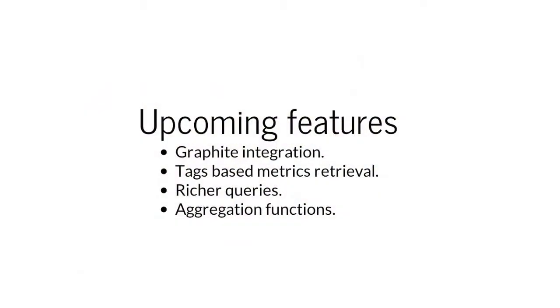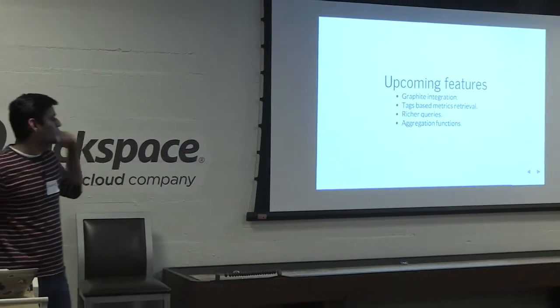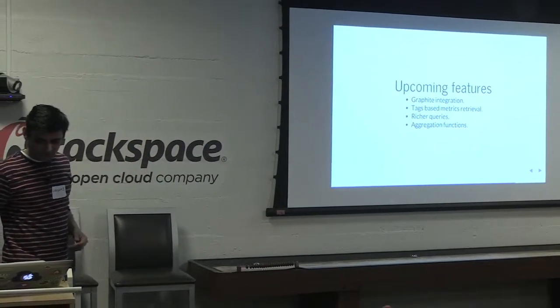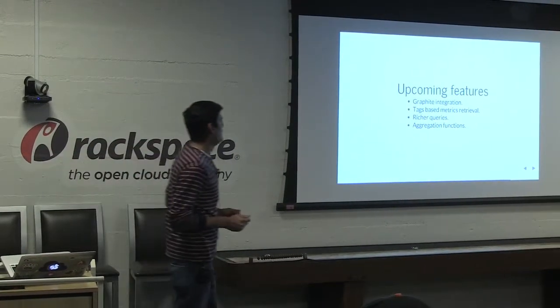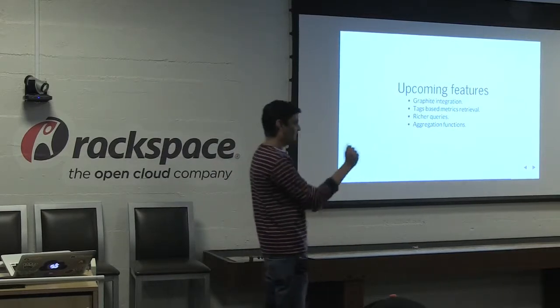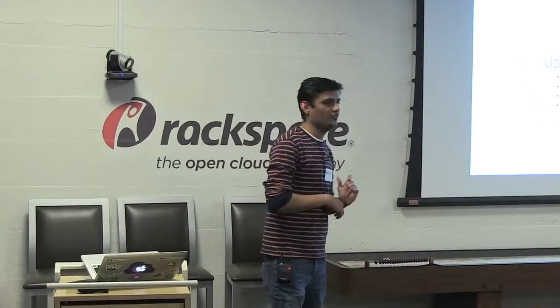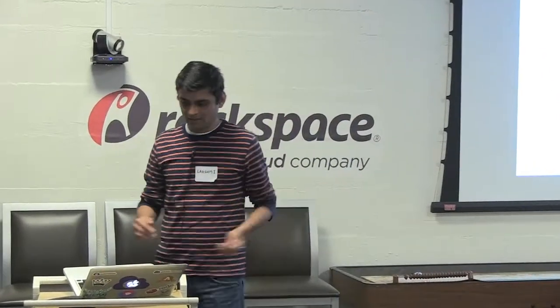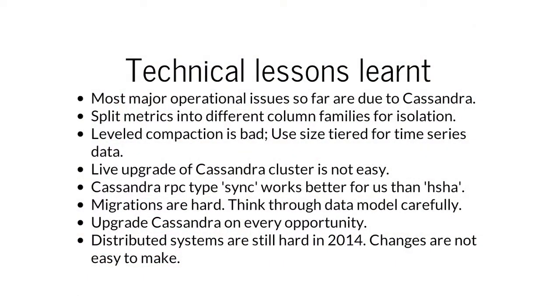Some of the features you can expect from Blueflood in the future: one would be Graphite integration. There is some work already done there, so you can use the Graphite dashboard, but all the metrics would be served from Blueflood itself. And there would be a Carbon backend, so you can also ingest metrics. Something we also want to support is text-based metrics retrieval, like you said, for logs, but we want to do it for metrics. And we also want to support richer queries and aggregation functions like Graphite. That's part of the reason why we built the Elasticsearch component.